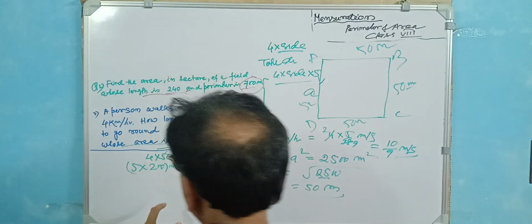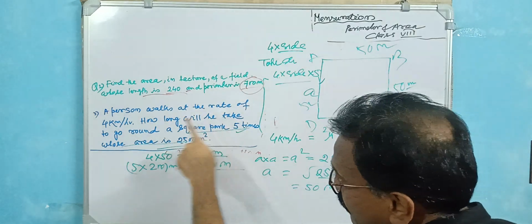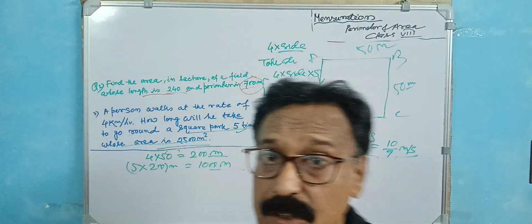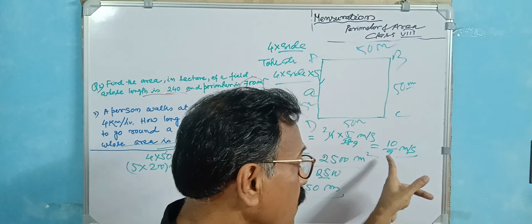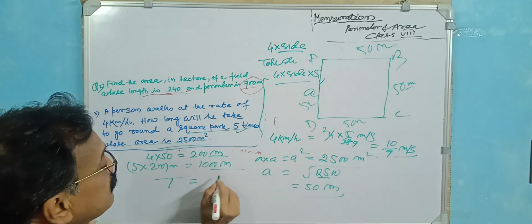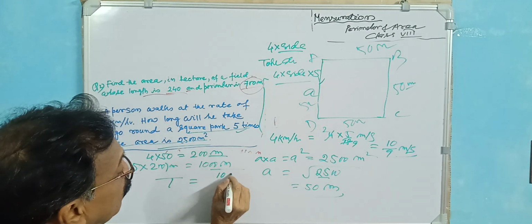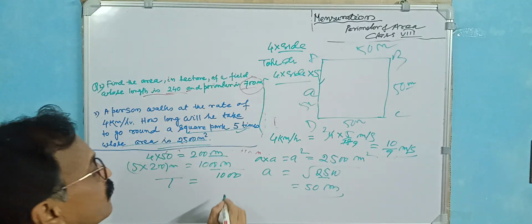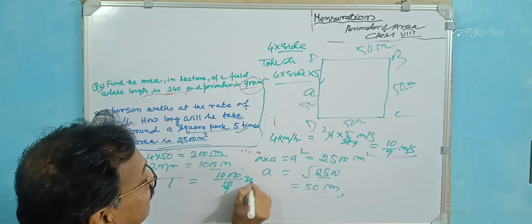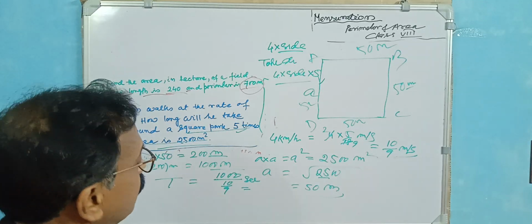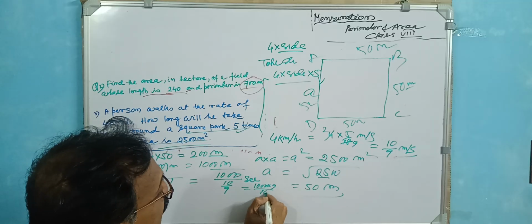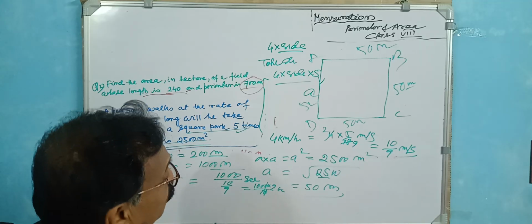What is the rate? What has been given? The person walks at the rate of this. How long will it take? That means they have asked you to find the time. You have to calculate the time. You know the speed. So what is the time? In physics, you know time is distance by velocity. So this is 1000. Is it clear to you? This divided by 10 by 9 second. That is actually 1000 into 9 by 10 second.